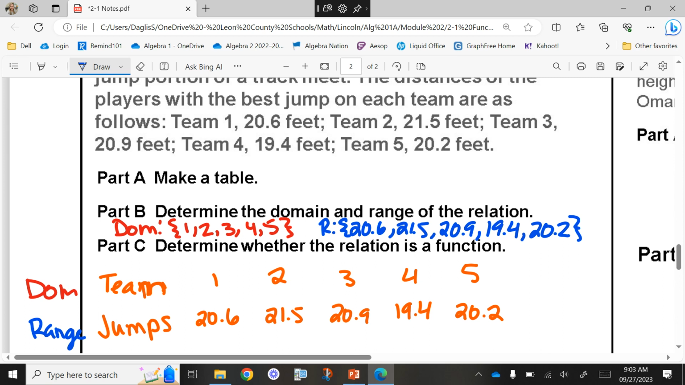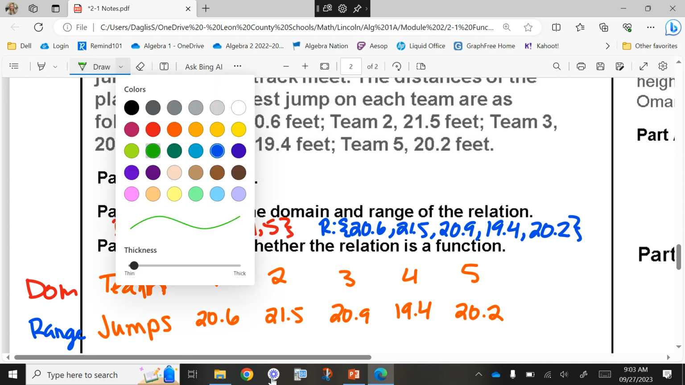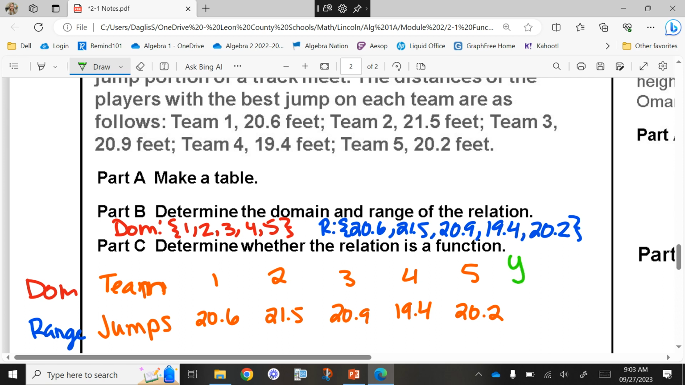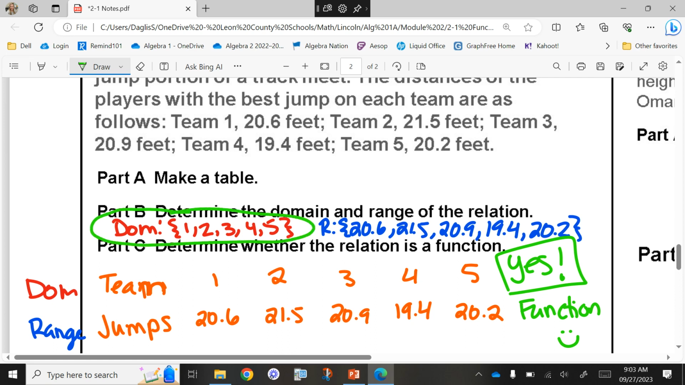Because now, since they're separated, which one of those am I going to focus on to answer the question about if it's a function or not? Just the domain. Okay, so look at just the red up there. 1, 2, 3, 4, 5. Did anything repeat? No, no team jumped more than once, right? They all only jumped one time. So is this a function? Yes. Yes, it is a function. And again, we focused on just the domains.